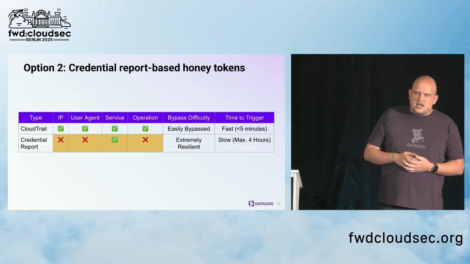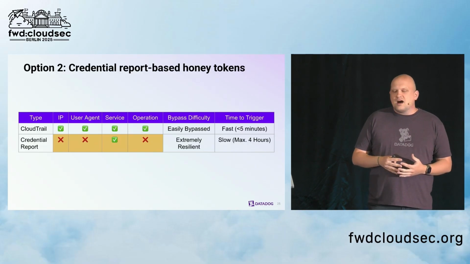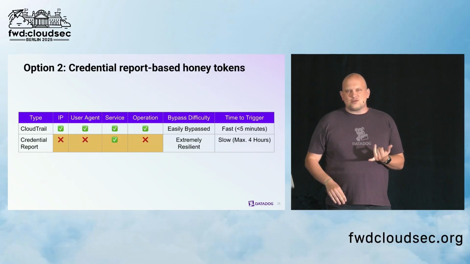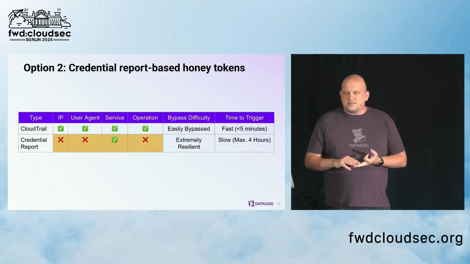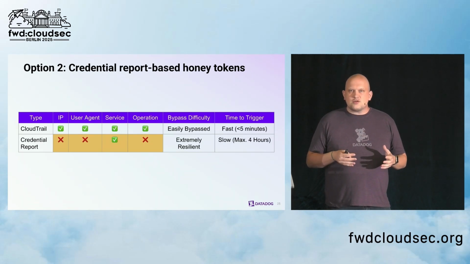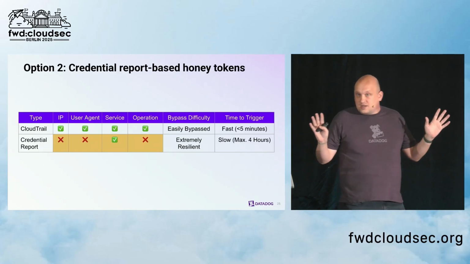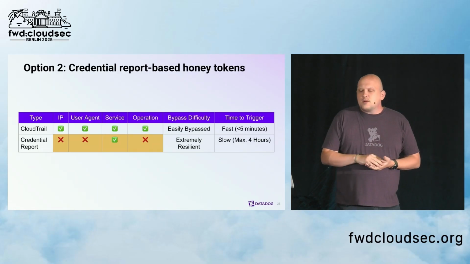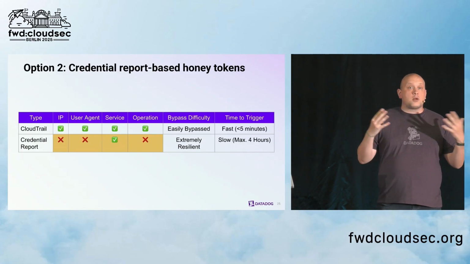The other downside is because you're using the credential report, you lose out on all that visibility. You actually don't get to know what IP address called it, the user agent, or even the specific operation. As goofy as it sounds, if this triggers, all you know is somebody used the keys. You know the time and you know the service, and that's it. So you do lose out on a lot of that visibility that would otherwise be incredibly useful to react.